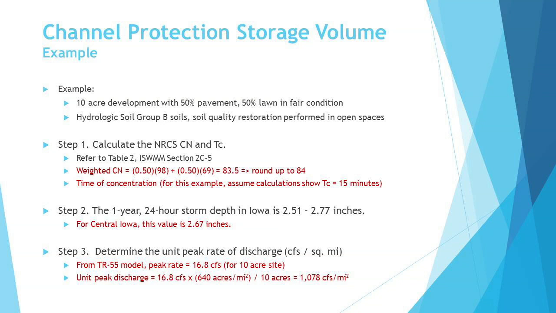And the second step, you're going to look up your rainfall rate. And for central Iowa, the value was 2.67 inches. So I'm going to use that in this example. It'd be different again here in eastern Iowa.